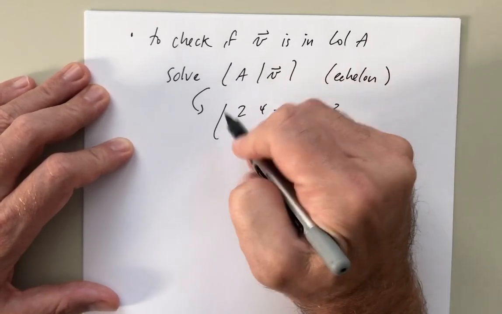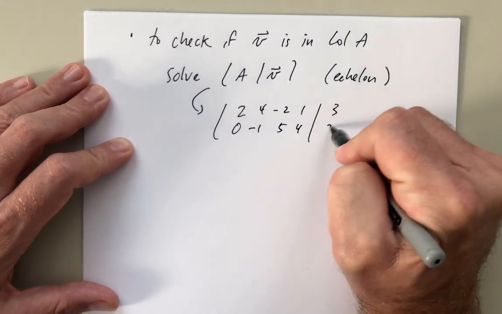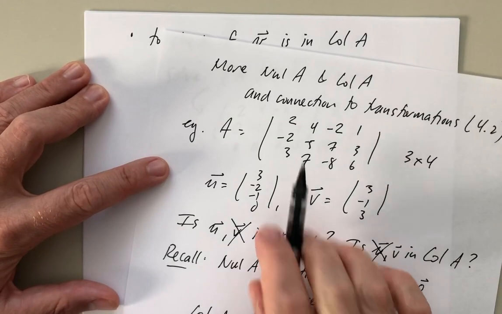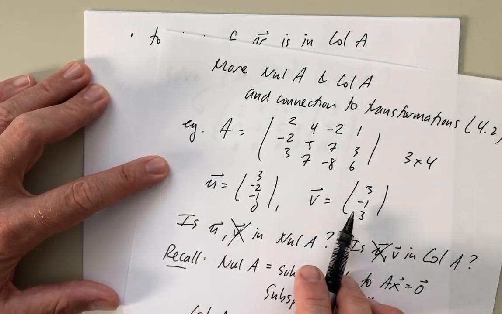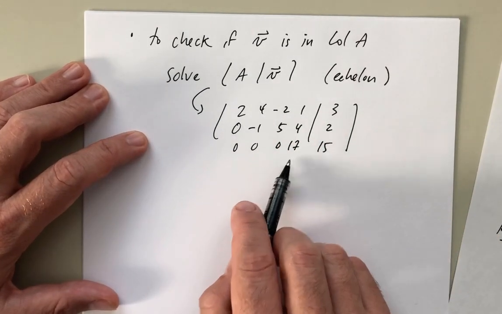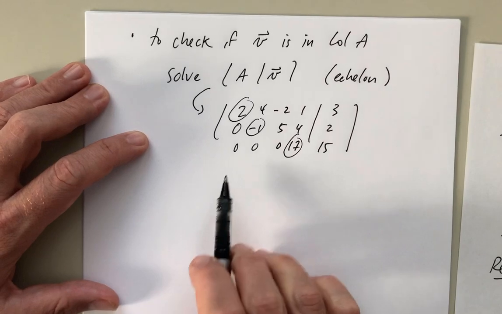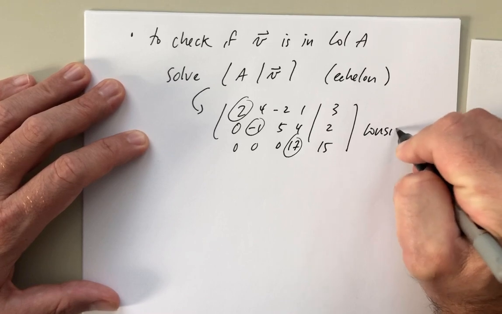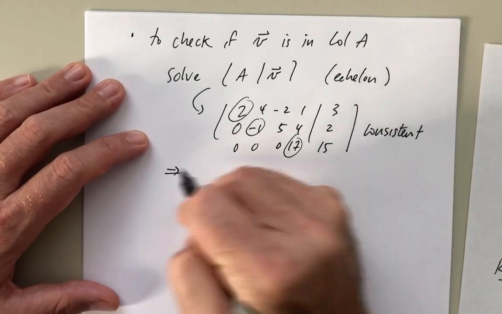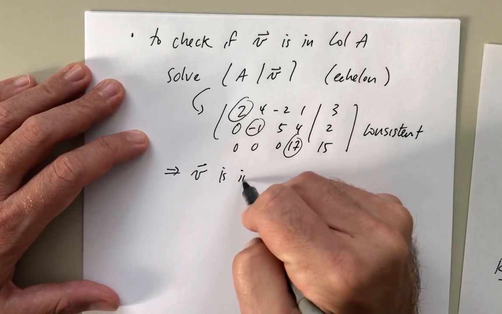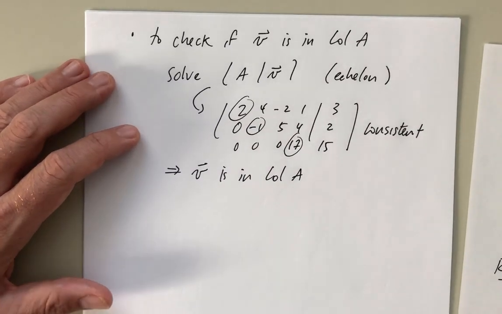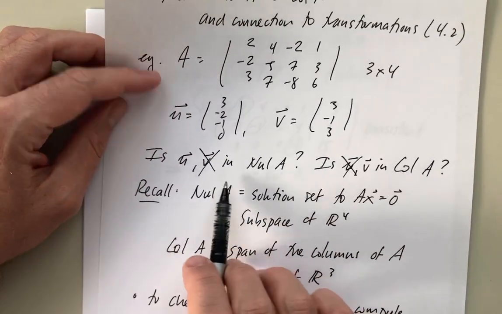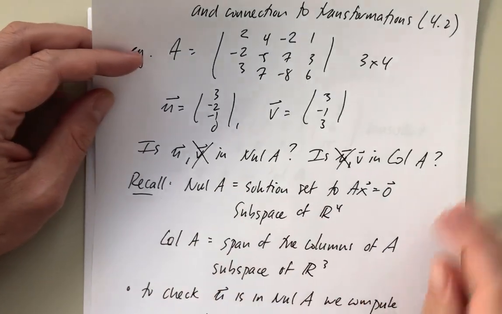So one of the echelon forms is 0, minus 1, 5, 4, 2, 0, 0, 17, 15. All I did here is I took this matrix A you gave me, augmented it with V, and then it reduces to something like this. Notice the pivots are there, and in particular, this doesn't have any row of zeros with a non-zero entry, so this is consistent. And if you have a consistent system, that means that the vector you augmented with is indeed in the column space of A. And so that's how you check. So questions like this, if I give you vectors and I want to know are they in the column space or null space, that's how you do it.